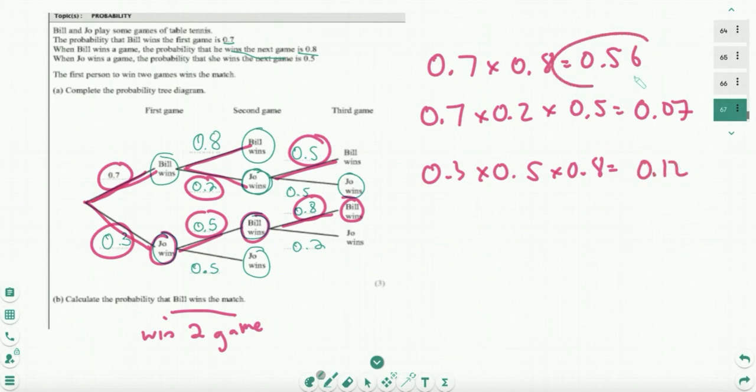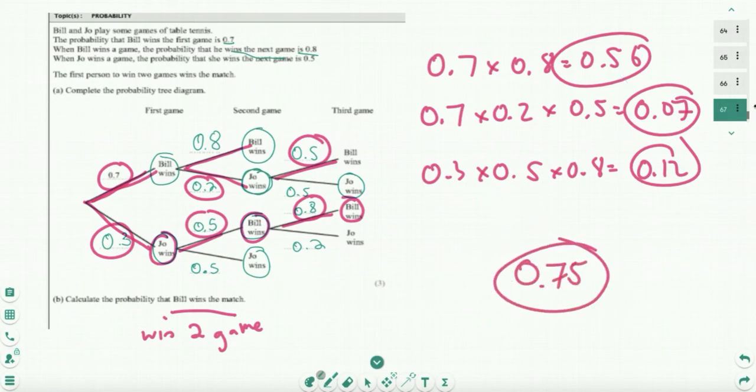So now, once you have these 3 answers, you add them together. So 0.07 plus 0.56 is 0.75. You've got a 0.75 chance of winning the match by winning 2 games.